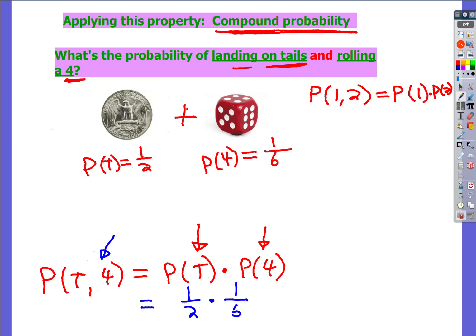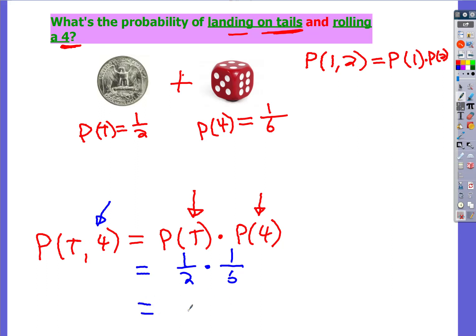That's 1 in 6. And now I just multiply through: 1 times 1 is 1, 2 times 6 is 12, which is a 1 in 12 chance of doing both of these consecutively. So just some quick compound probability.